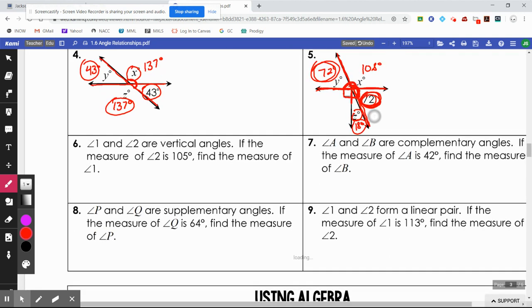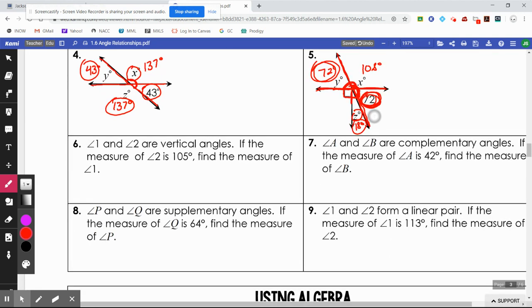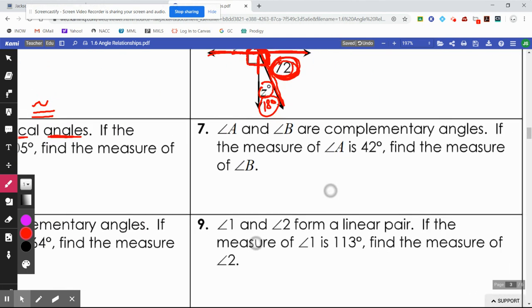Number 6, angles 1 and 2 are vertical angles. And before we go any further, we can go back and look at our diagram. We know that if two angles are vertical angles, then they have to be congruent, the same size. If the measure of angle 2 is 105, then the measure of angle 1 would be the exact same thing, 105 degrees.